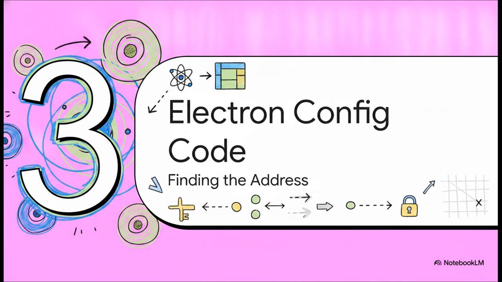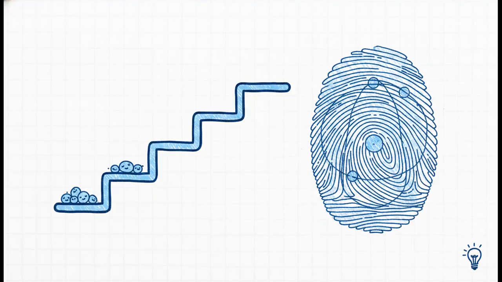All right, Section 3, the electron configuration code. Let's crack the code to find that address. The fundamental rule to remember here is that nature is, well, kind of lazy. Electrons really don't want to expend any more energy than they absolutely have to. They always tend to seek out the lowest possible energy state, which we call the ground state electron configuration. And because atoms of different elements have different numbers of electrons, each element gets a completely distinct, unique electronic configuration. It's essentially the atomic fingerprint that tells us exactly where an element belongs on our map.